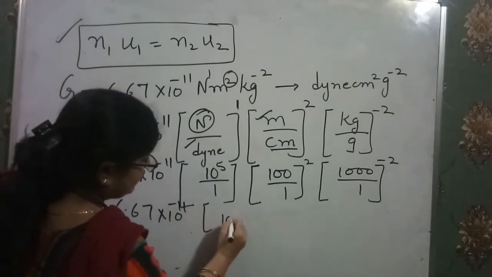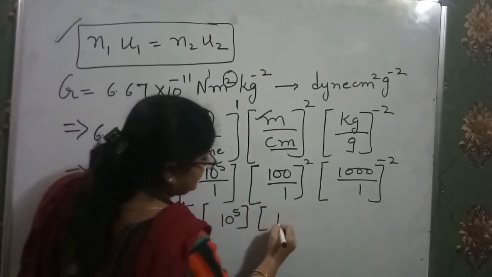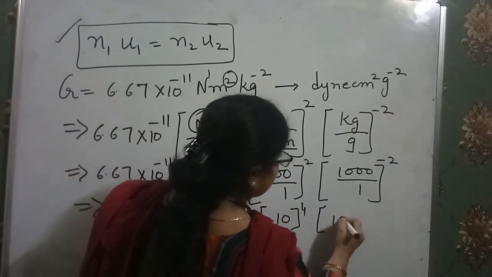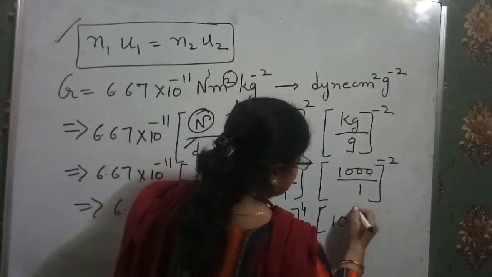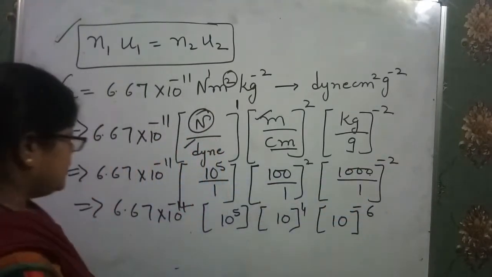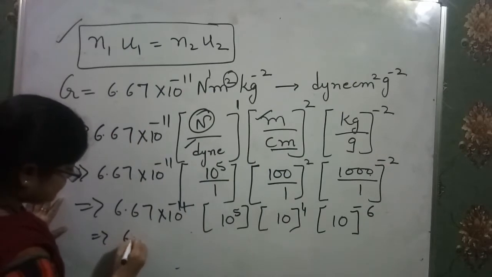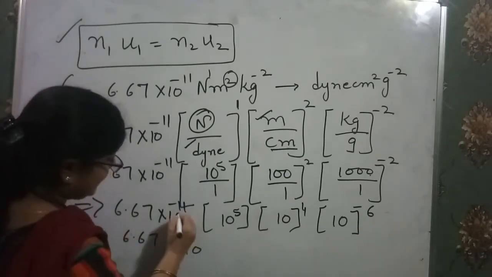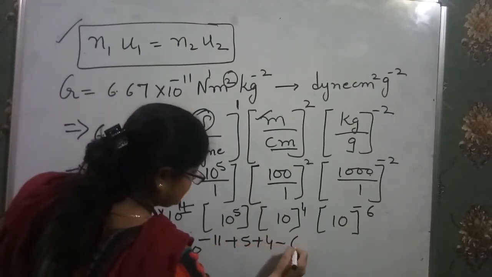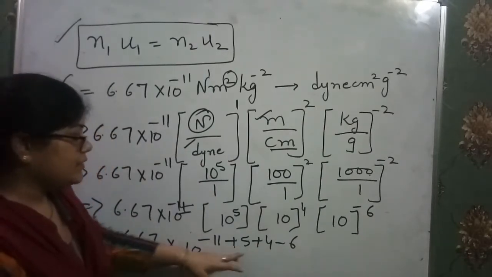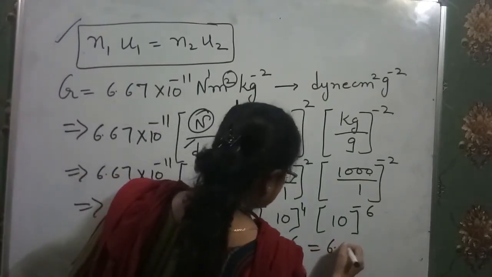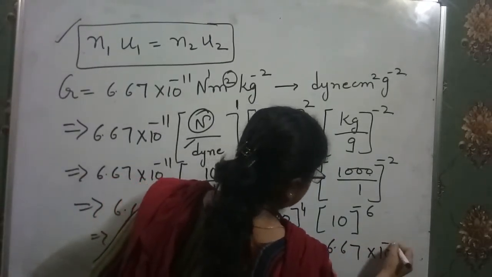Now next step. We have 10^5. Now we have 10^2, 2 2s are 4. And here we have 10^3, 3 times -2, that is -6. Clear? 10^3, 3 2s are 6. Now we add all the powers of the 10. 6.67, here we have -11. So -11 + 5 + 4 - 6. Clear? Now solve it. We have -2, that is 3, and this is -8. So our answer is 6.67 × 10^-8.